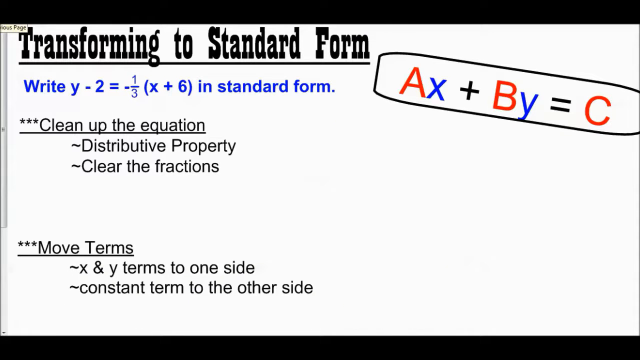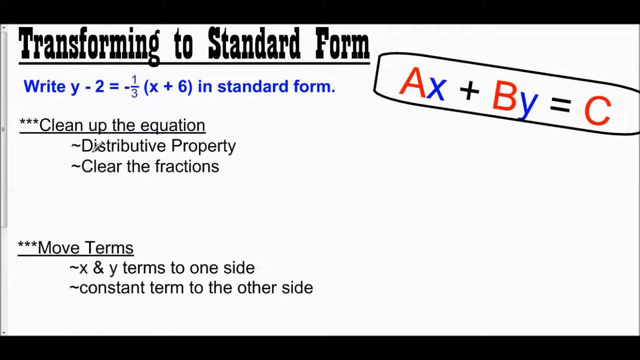And then finally, we're going to transform to standard form. So here is an equation. We're going to write that in standard form. Now, if you think about standard form, it first of all didn't have any fractions. I'm going to have to distribute that, and then I'm going to have to move things around so that my x and my y terms are on the same side of the equation. So first step is cleaning up the equation.